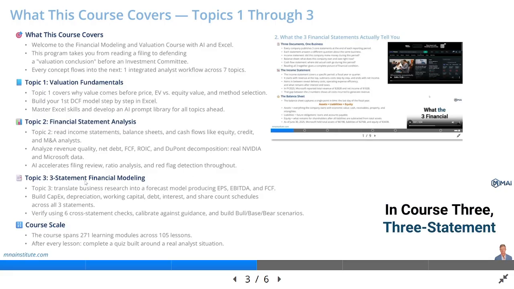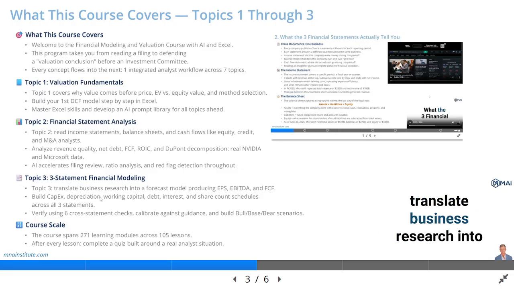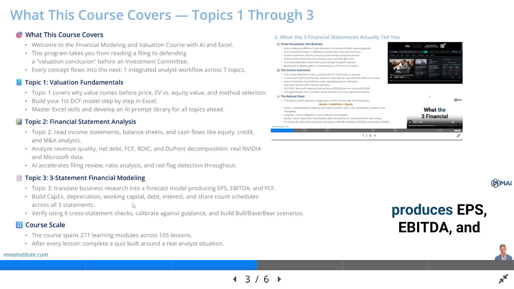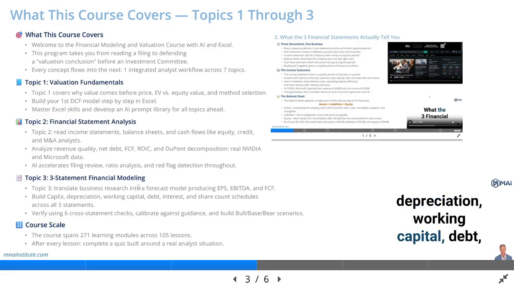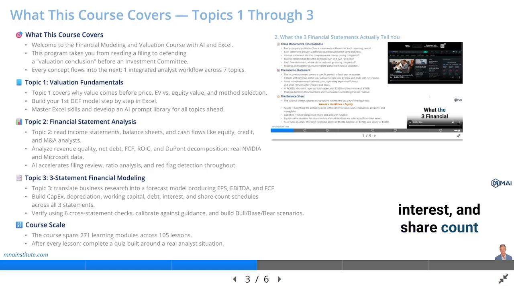In Course 3, Three-Statement Financial Modeling, you will translate business research into a forecast model that produces EPS, EBITDA, and free cash flow. You will build CAPEX, depreciation, working capital, debt, interest, and share count schedules that connect across all 3 statements. You will verify the model using 6 cross-statement checks, calibrate it against guidance and consensus, and build bull, base, and bear scenario cases.